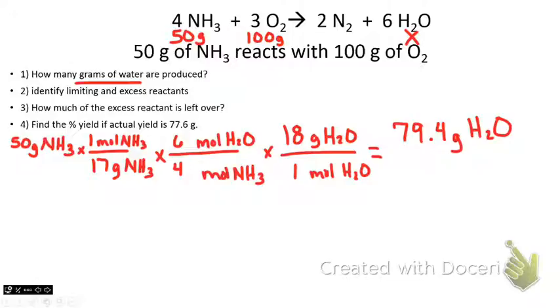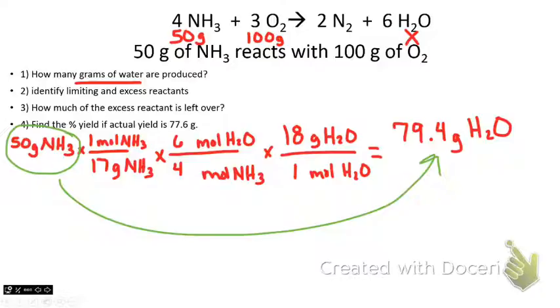It's great if you followed me this far, and I know some of you are really good with going from mass to moles to moles to mass, but kind of the hard part is almost analyzing what you just did. What did you just tell me? You just told me if I were to use the full 50 grams of NH3 that I started with, I could make a maximum of 79.4 grams of water. That's basically what this whole calculation is telling me.